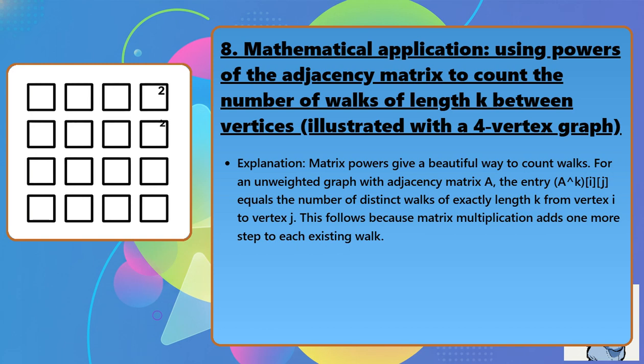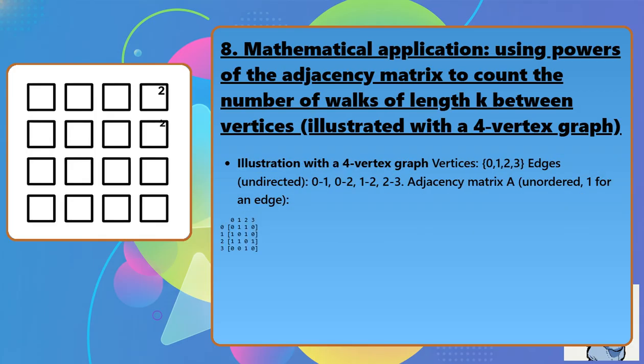Explanation: matrix powers give a beautiful way to count walks. For an unweighted graph with adjacency matrix A, the entry (A^k)[i][j] equals the number of distinct walks of exactly length k from vertex i to vertex j. This follows because matrix multiplication adds one more step to each existing walk.